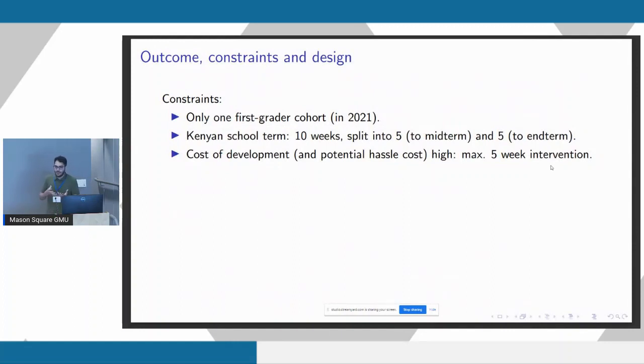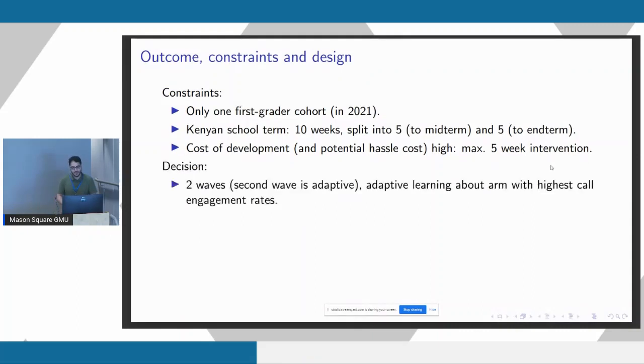There are a few constraints in these interventions. First, there's only 1 first grader cohort in 2021. Second, the Kenyan school term has only 10 weeks, which are split 5-5, midterm and end term. And the cost of development is high, unfortunately, in this case. So we can only do a 5-week intervention per wave. So at the end, we decided, with the policymaker, to do 2 waves, where the second one is adaptive. And we are going to be targeting call engagement.